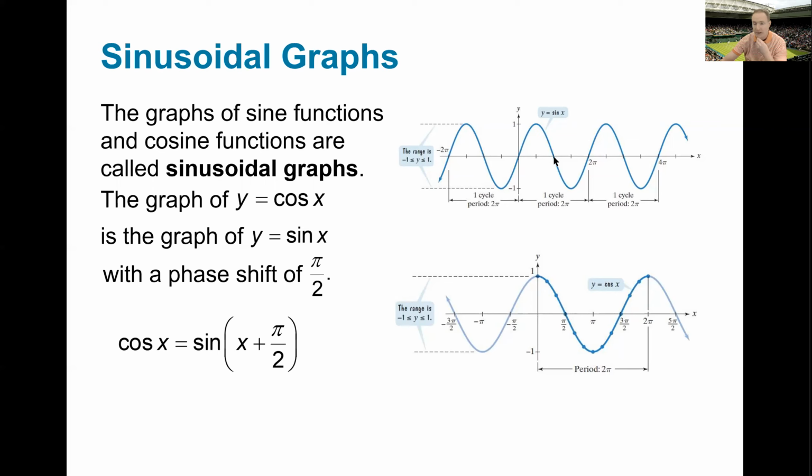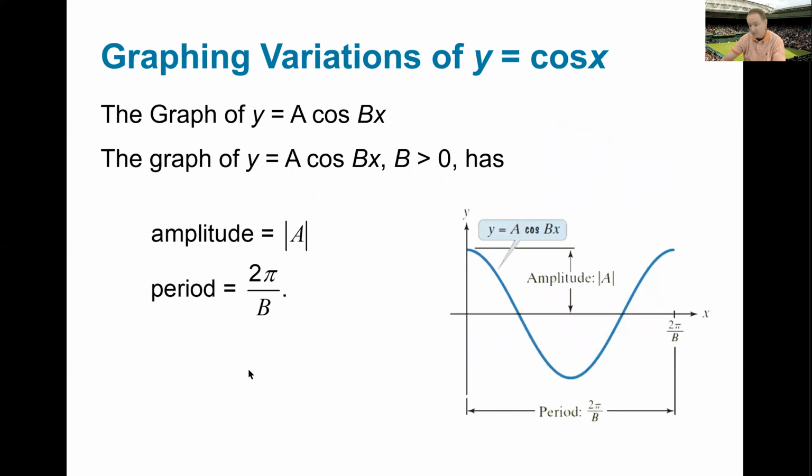You would have the point pi over 2, 0. You'd have the point pi, -1. You'd say, hey, yeah, then that would become the cosine function. That's what I'm saying here. The cosine function is just a phase shift of pi over 2 units left of the sine function. So long story short, if you can graph one, you can graph the other because they're essentially the same graph, just a horizontal shift of one to the other.